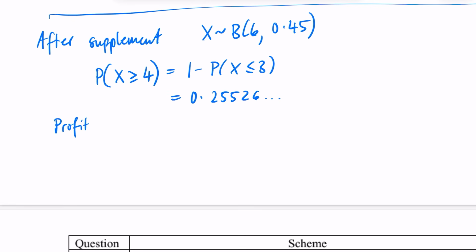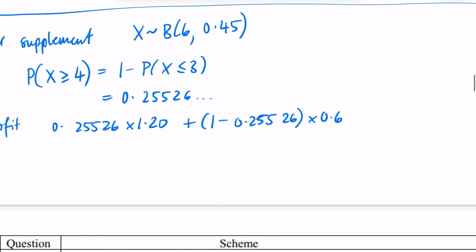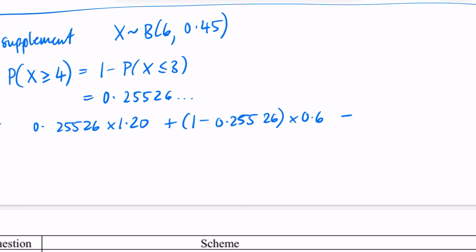So the profit will be 0.25526 for £1.20, and then the remaining proportion, 1 minus 0.25526, are only going to make 60p. And then I'm also going to have to subtract something from it, because do you remember each box has an additional cost for the supplement of 10 pence. So this part here is the supplement cost. You could subtract that afterwards, but I'm going to subtract it right now. So it's 0.25526 times 1.20 plus 1 minus 0.25526 times 0.6 minus 0.1.